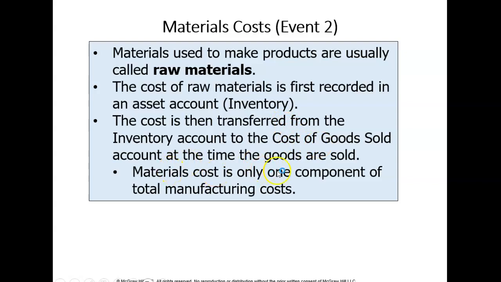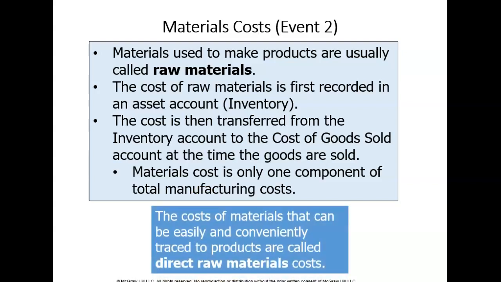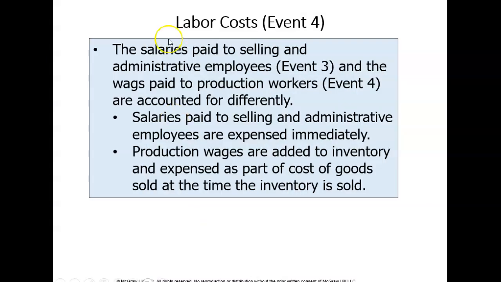Now, material cost is only one component of the total manufacturing cost. Now, we got three components. We got raw material, work in process, and finished goods. Okay? So now let's look at work in process. The salaries paid to our production employees, these are events 3 and 4 that we just took a look at. The salaries paid to those who work to make the actual product, their salaries will go into your work in process inventory because it's part of your product cost.